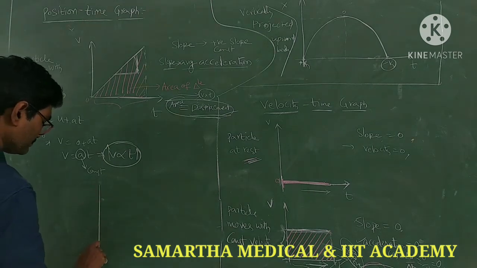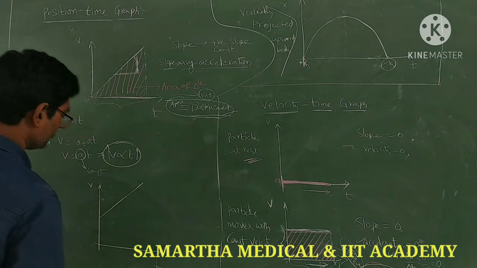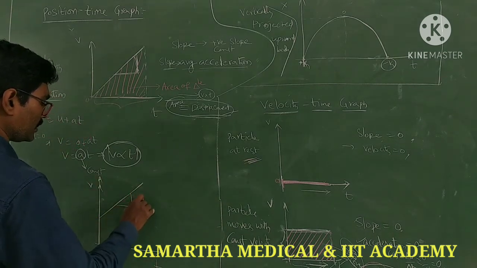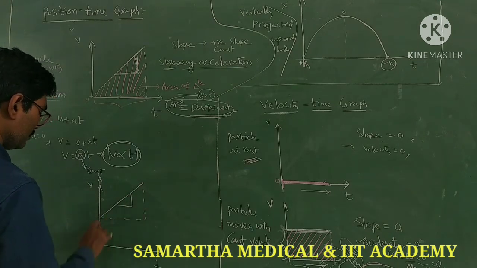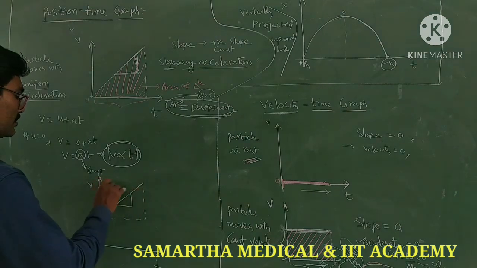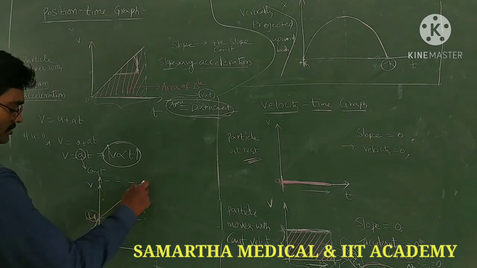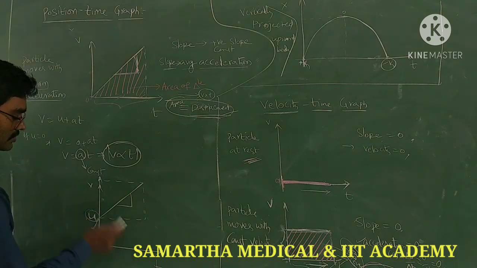Next, positive acceleration. Suppose a particle is going with some initial velocity and uniform acceleration. See here, v and t. Initially it is having some initial velocity, let it be u. After some time it acquires a velocity v. It is not started from the origin. So at time t equal to 0, it has some initial velocity, and after that the velocity is increased.